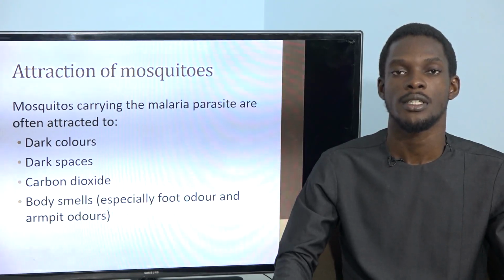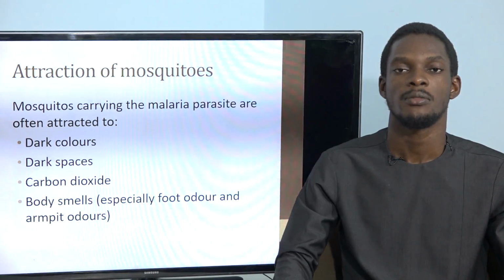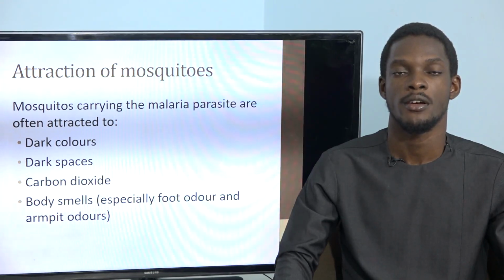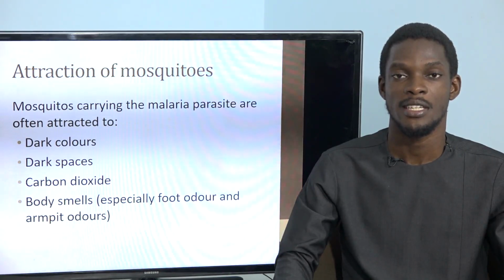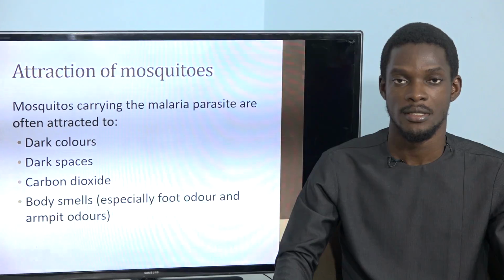Mosquitoes are also attracted to body smells, especially from the armpits and from the feet. This should explain to you, if you live in a tropical or subtropical area, why mosquitoes often like biting the feet as opposed to the face. This is because of the smell emanating from these areas.